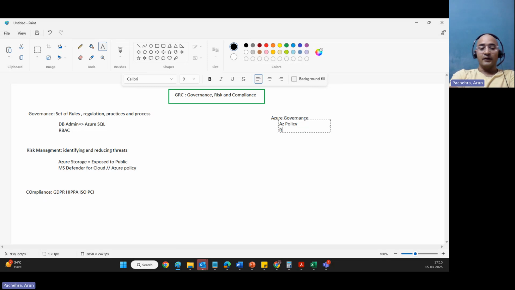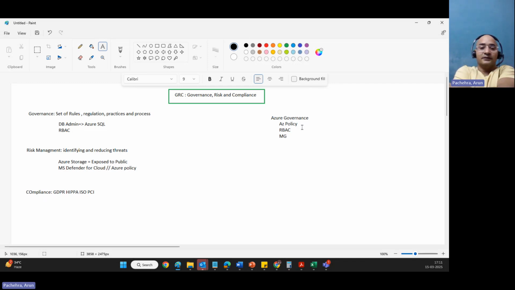We have RBAC, through MS Entra, of course. We have management groups, a hierarchical representation of the organization. Then we have blueprints, which is going to be deprecated soon. So Azure Policy ensures certain rules are followed across all the resources.